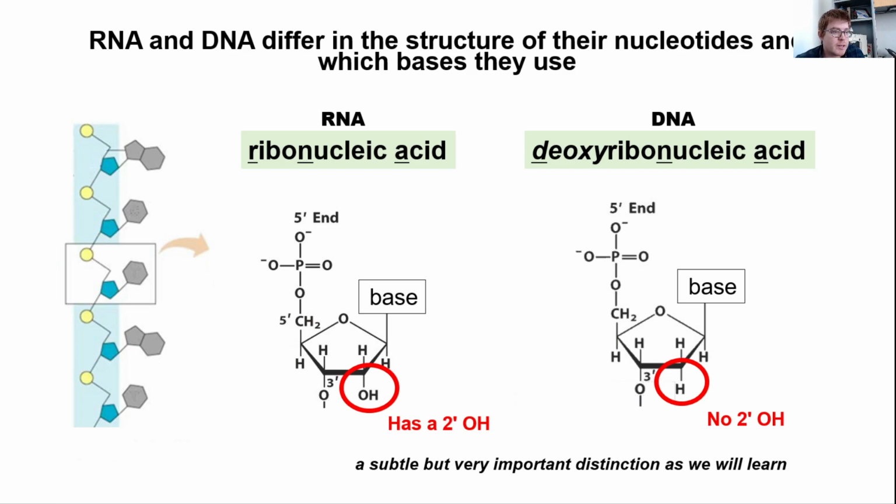Okay, so let's remember now that RNA and DNA differ in the structure of their nucleotides and the bases they use. So again, RNA is ribonucleic acid, and it has a 2' hydroxyl, whereas DNA, or deoxyribonucleotides, have no 2' hydroxyl here. This may seem like a very subtle distinction, but it's going to end up being really important, as we will learn, in terms of nucleic acid structure and the biochemistry of these polymers.